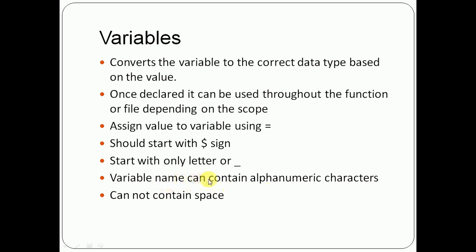A variable name can contain alphanumeric characters only and underscore. So in variable names you can have 1 to 9, or A to Z, and underscore. If you provide any other character in the variable, you would get a syntax error. Variables cannot contain a space.